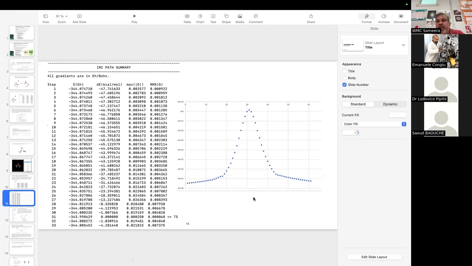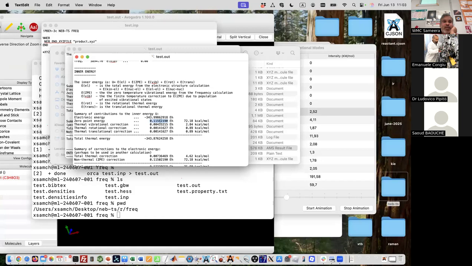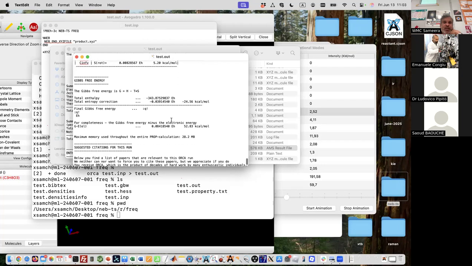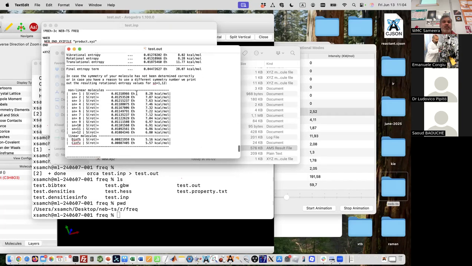And then you can look at the energies. You can either use electronic energy plus zero point energy to get the potential energy of the system, and then you can compute the potential energy barrier. And in some cases you may be interested in computing Gibbs free energy. So you can use the total Gibbs free energy to get the free energy barrier.